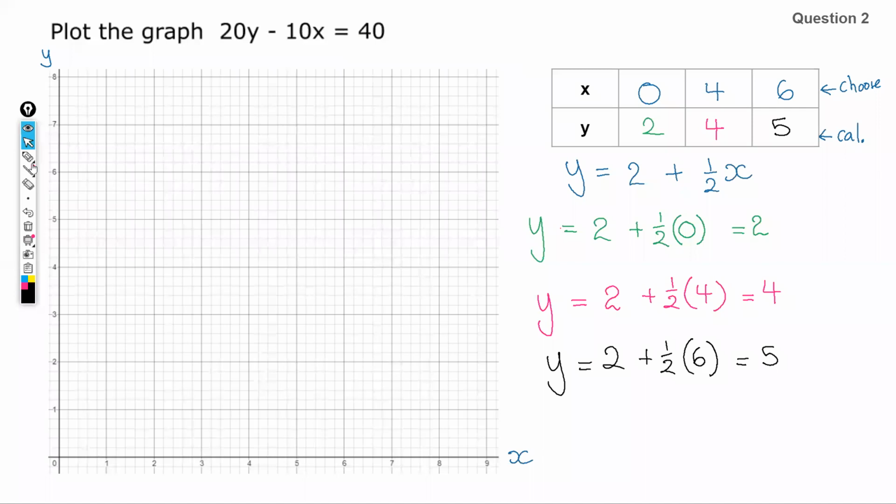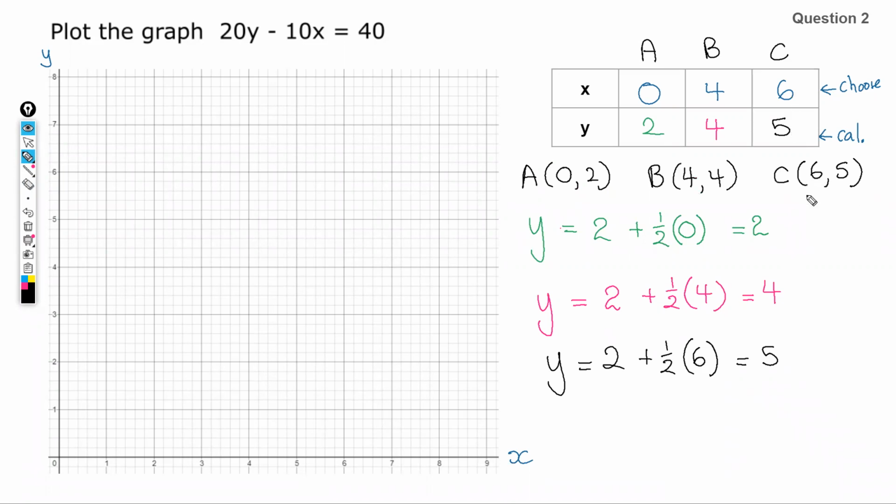So what we're going to do now, we'll name the points. We'll name the first one A, B, and C. Remember, each point has an X and Y coordinate associated with it. The first point A is how much? 0, 2. We put the X first, then the Y. B is 4, 4, and C is 6, 5. Put the X first, then the Y.